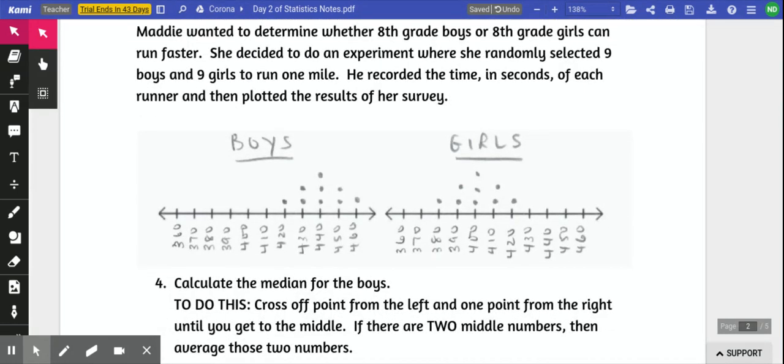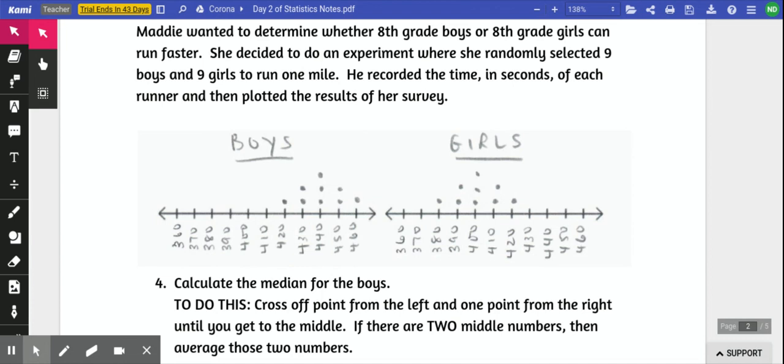Okay, second question. Again, it's another dot plot. And again, it says Maddie wanted to determine whether 8th grade boys or 8th grade girls can run faster. She decided to do an experiment where she randomly selected 9 boys and 9 girls to run 1 mile. Okay, so we have dot plots again.